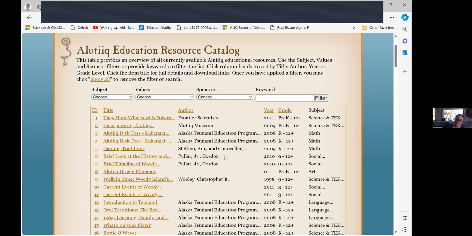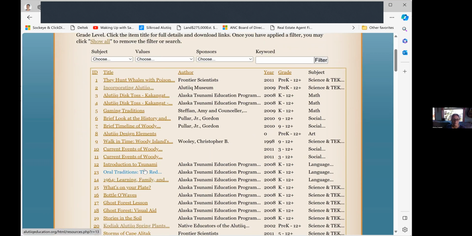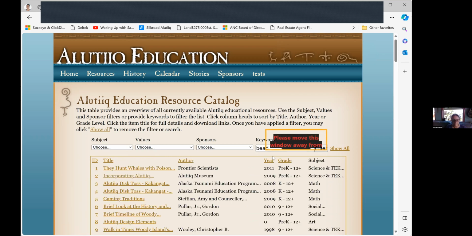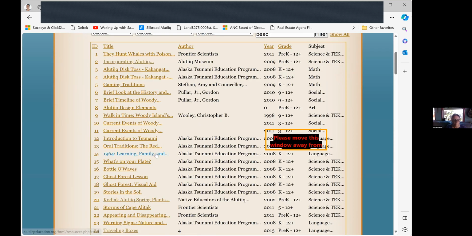If a person had read my dissertation, then you pretty much don't need to look at anything else because it's already from that, and use this as a way of finding resources that aren't anywhere else. I mean, I remember there was like a headdress. Let's see. Maybe I'll type in bead. There was some really cool curriculum that I don't think exists anywhere else. Let's see if I can find something to show.